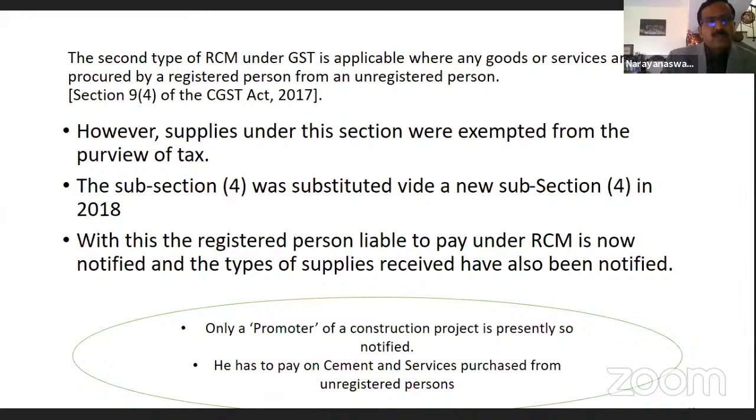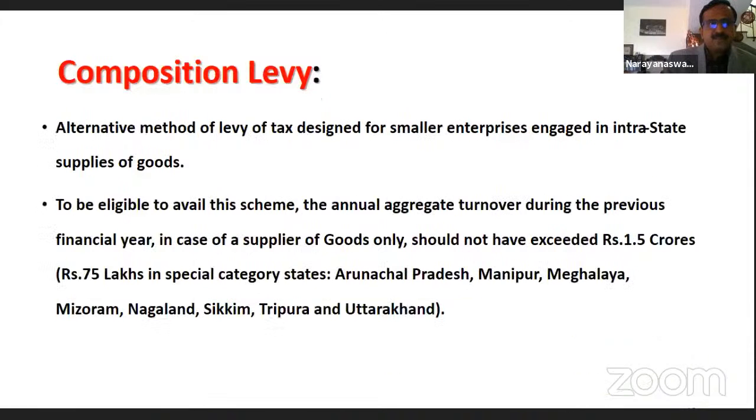It can come into force anytime, but there are provisions where certain commodities are identified and notified for the purpose of following 9(4) RCM. One of those is cement and the construction industry, because it's a very evasion-prone commodity. If a builder or a promoter is procuring from an unregistered entity, he is required to account for it, pay the tax and take the credit.